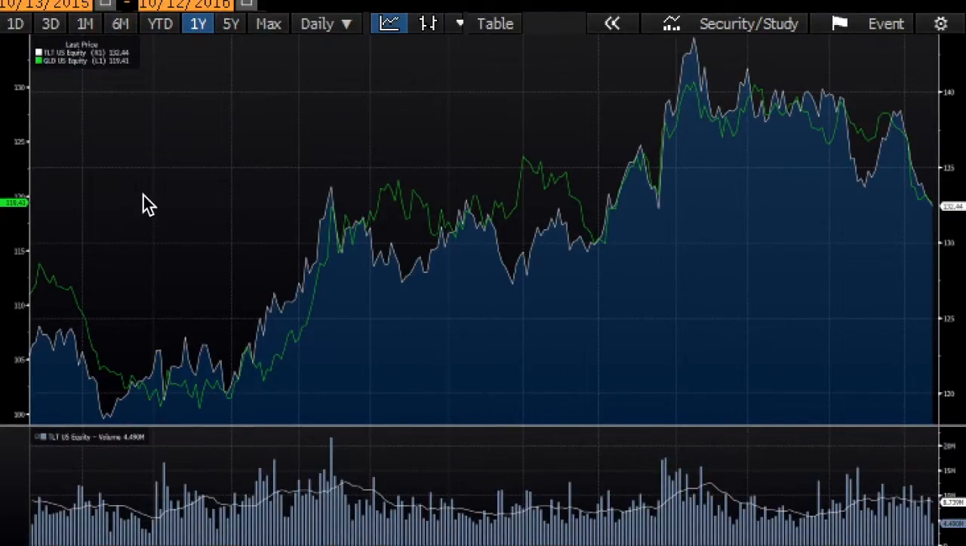Essentially what's happening with quantitative easing from around the world, we've seen a lot of money flow into gold as well as Treasuries, so essentially that reach for yield.